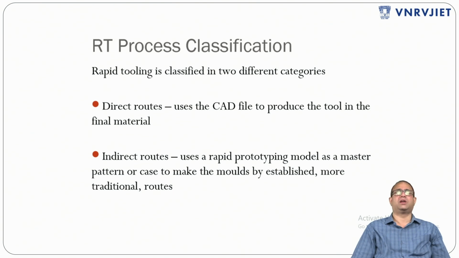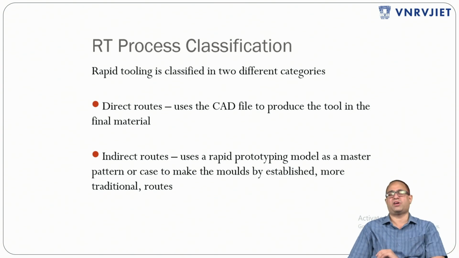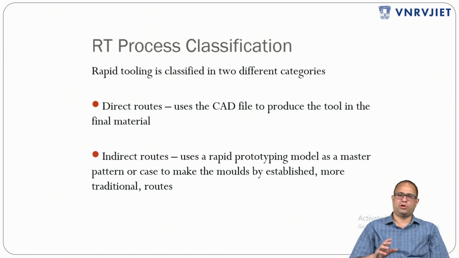Now, what is the classification of rapid tooling? Rapid tooling is generally divided into two categories: direct routes and indirect routes. In direct routes, what exactly happens? We use the CAD file to produce the tool, and that tool is used directly for manufacturing. That means we design a tool in the CAD file, it is made by an additive manufacturing method, and after fabrication through additive manufacturing, that tool is used directly for mass production or the manufacturing process.